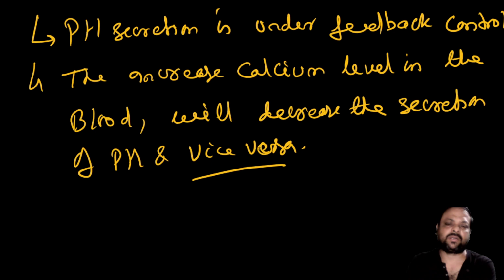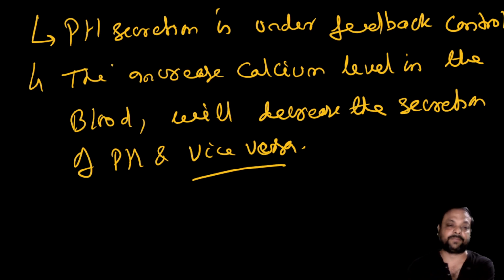Got it? So the secretion of parathormone depends upon the calcium level present in the blood. If there is a maximum calcium level present in the blood, then the parathormone decreases. If less calcium is present, the parathormone increases. So it is always controlled by the feedback control of the calcium present in the blood. Got it? So we have a feedback control of the secretion of this particular hormone.